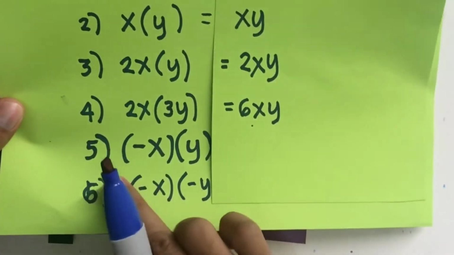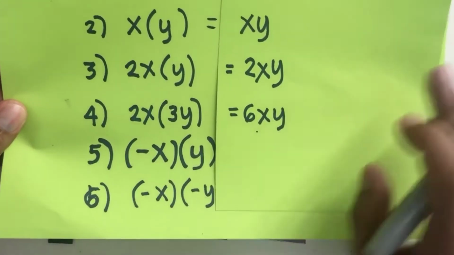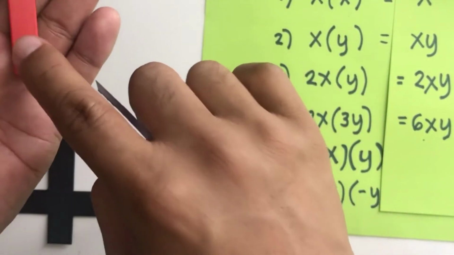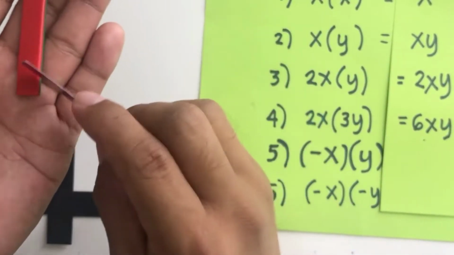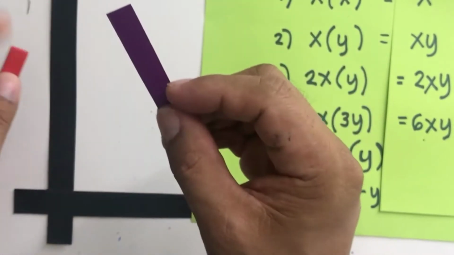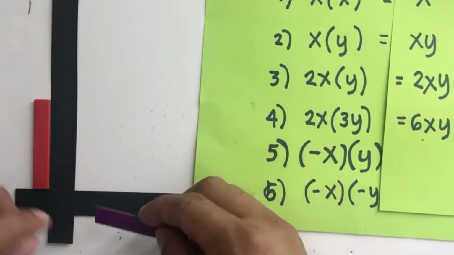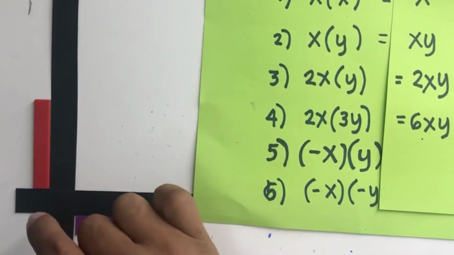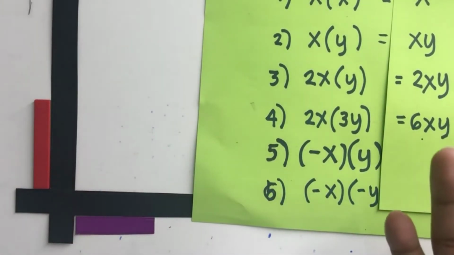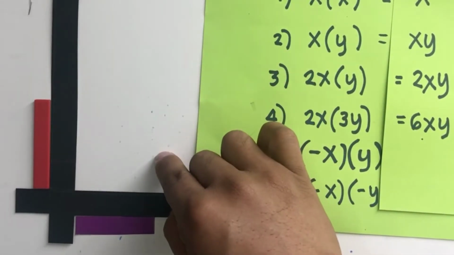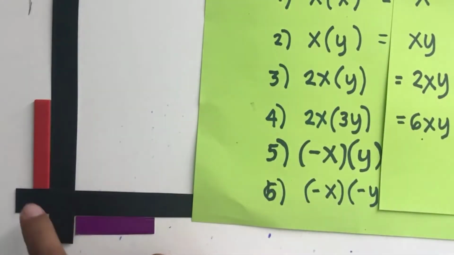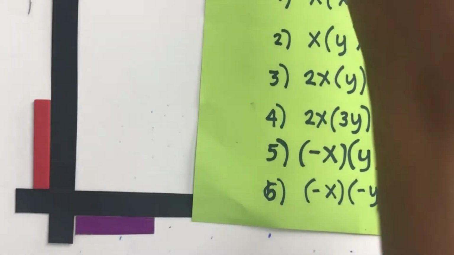Now let's move to the next one. How do you represent negative x times y? Using our manipulative, we always represent the negative with a red colored shape. So this is our negative x and this is our y. To multiply them, we put them like that also. Whenever there is an odd number of red color, we are going to use a red for the area because negative times positive is negative. There's one negative here and there's one positive. The result should be negative.